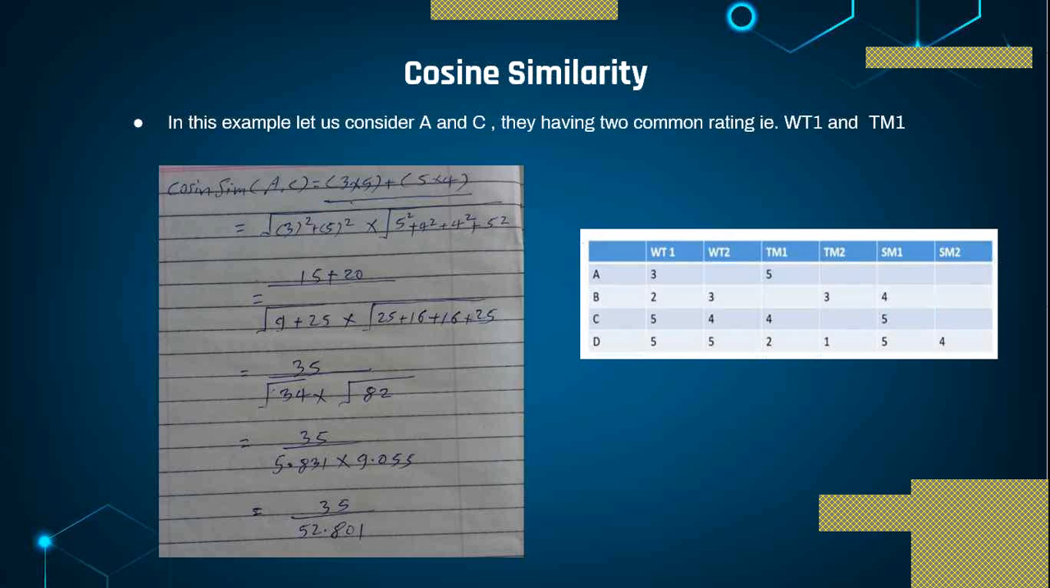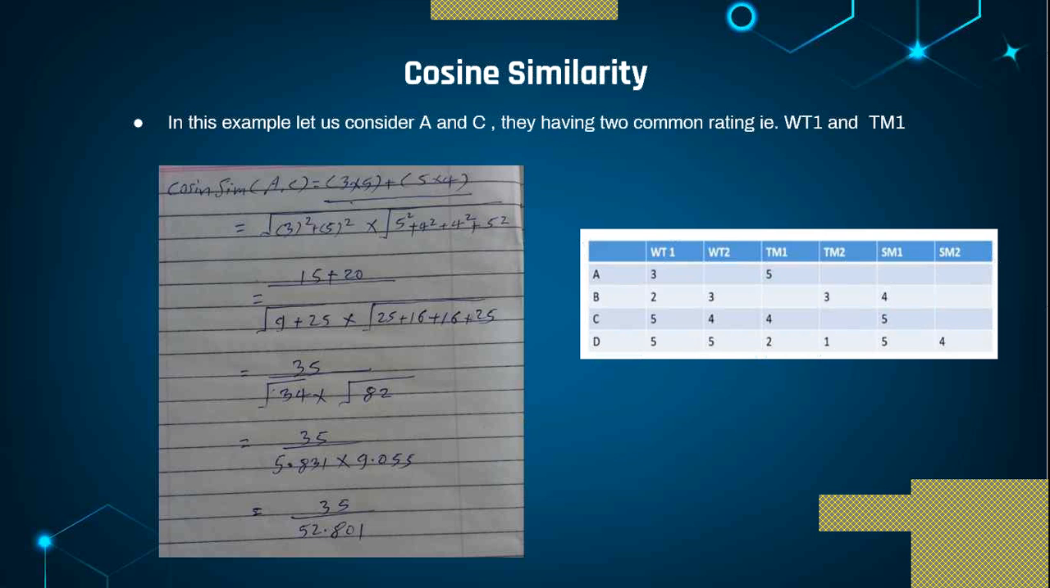So let us consider these two users A and C, and then find out the cosine similarity between A and C. So how can we find the cosine similarity between A and C? Here is the formula I have to solve. 3 into 5 for Wrong Turn, plus 5 into 4 for Terminator 1. They have common ratings for the two movies, Wrong Turn 1 and Terminator 1.